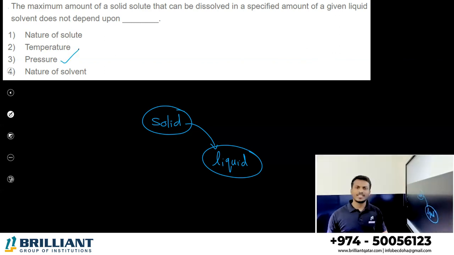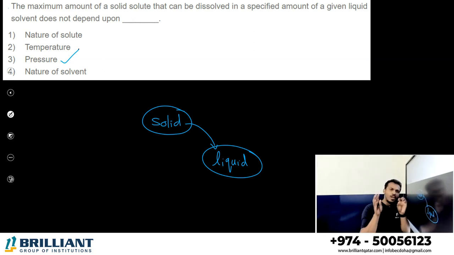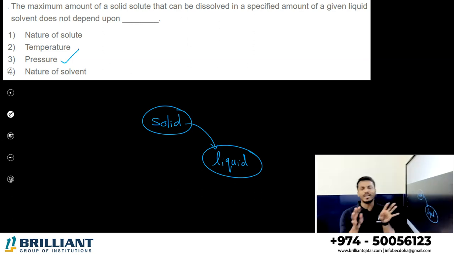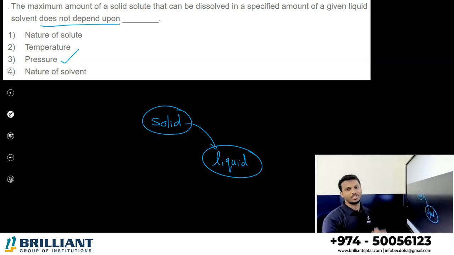Pressure. Is there any effect of pressure on solid and liquid state? No. Pressure is applicable only in the gaseous state, right? If you want to dissolve more solid in the liquid, increasing the pressure has no effect, and decreasing the pressure also has no effect, because solids and liquids won't change with pressure. So which one does not depend on pressure? Alright, option 3 is the correct answer.